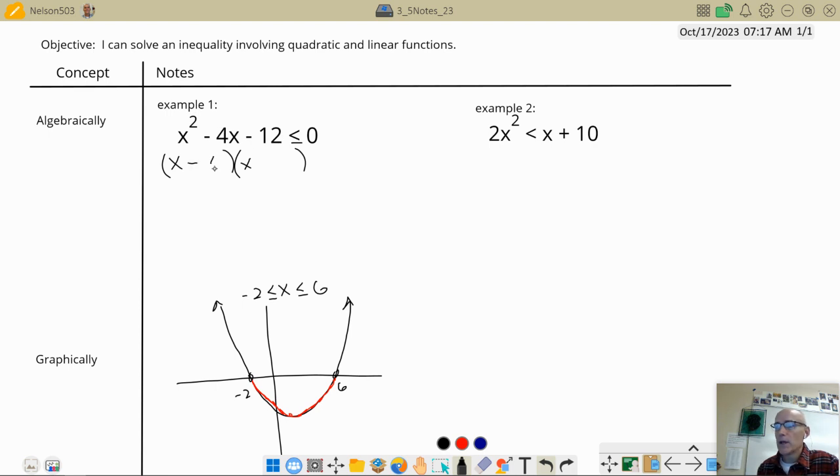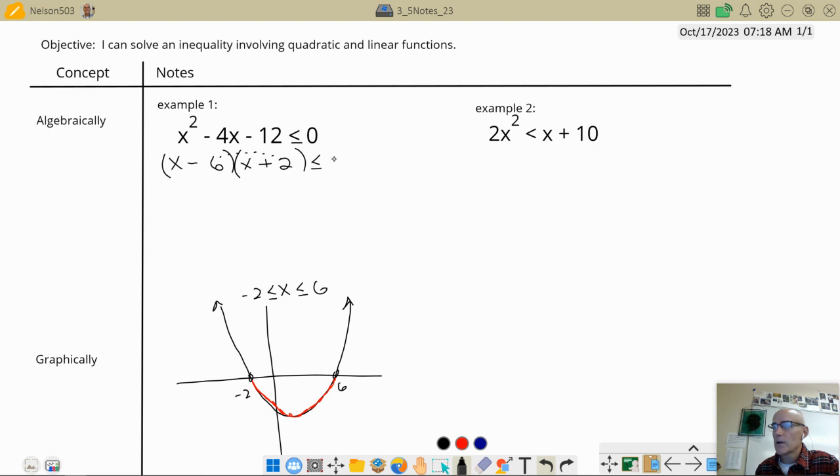I think that would be -6 times +2, right? So -6 times +2 gives me -12. And if I go the outsides, if I distribute the x times the 2, I get +2x. If I distribute the -6 times the x, I get -6x. So I got +2x minus 6x. Definitely gives me the middle term, right?